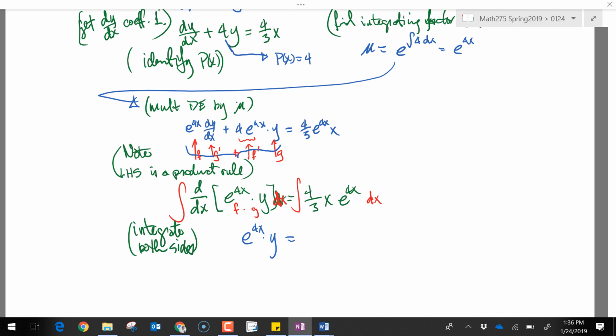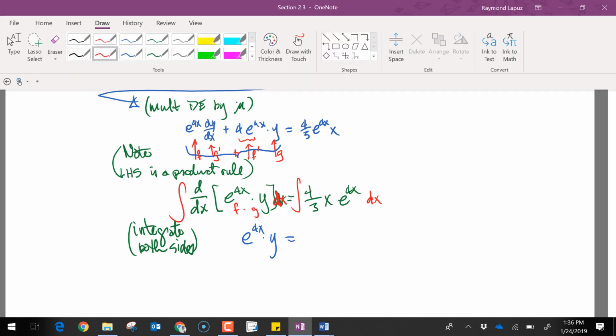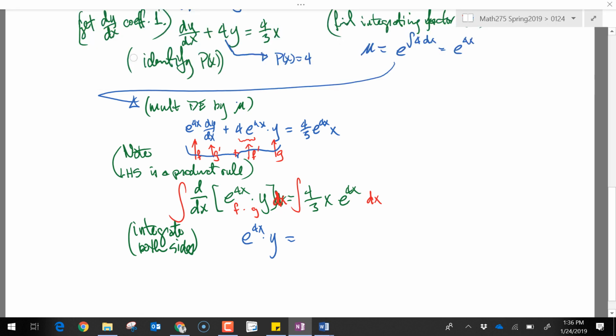Okay, so we undo the derivative on the left-hand side, and on the right-hand side we have to do some work. Integration by parts, I think you let u equal to x, and then you let dv equal to e to the 4x dx or something like that, and then yada yada blah blah blah. So I think this is going to be 1/4 x e to the 4x minus 1/16 e to the 4x.